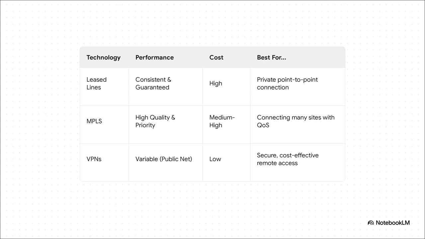Now, building a WAN isn't a one-size-fits-all deal. You've got options. You could go for a leased line. This is like renting your very own private 3-lane highway between two offices. The performance is guaranteed and amazing, but boy is it expensive. A more common choice is MPLS, which is kind of like a premium shipping service for your data. It knows which packets are most important, like a video call, and puts them in the fast lane. But the most popular option today is a VPN, which creates a secure, encrypted private tunnel for your data right over the public internet. It's super cost-effective, but your performance depends on the internet's traffic that day.